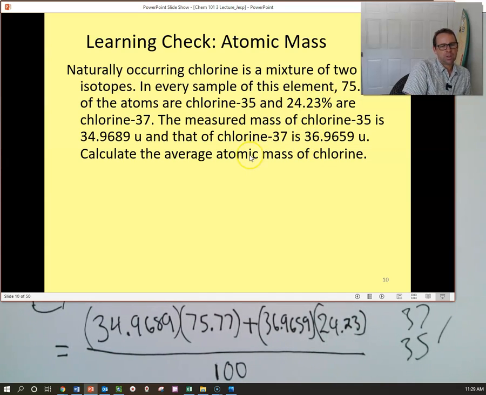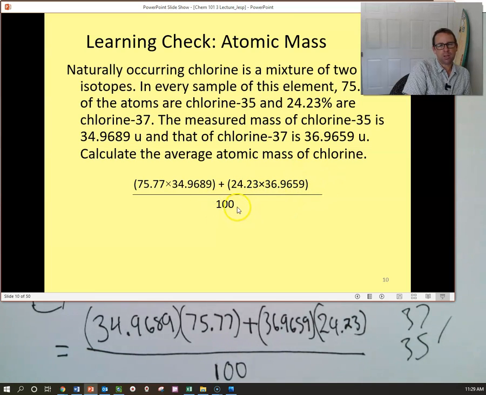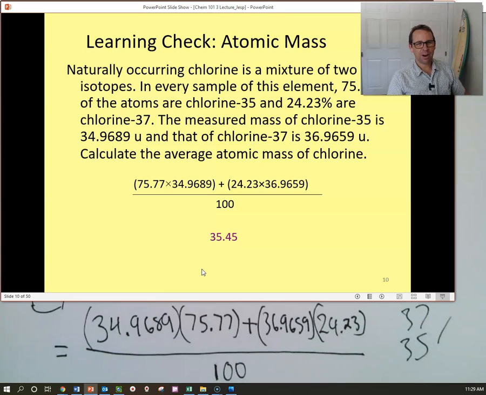Okay? So 75.77% times the mass of the 35 plus the 24.23% times the mass of the 37, divided by 100. We put that in our calculator and we get 35.45. Okay? Hopefully doing that math isn't that big of a deal for you. You just do the multiplications here and here, add them together, and then divide by the 100. And that's how we get our mass.